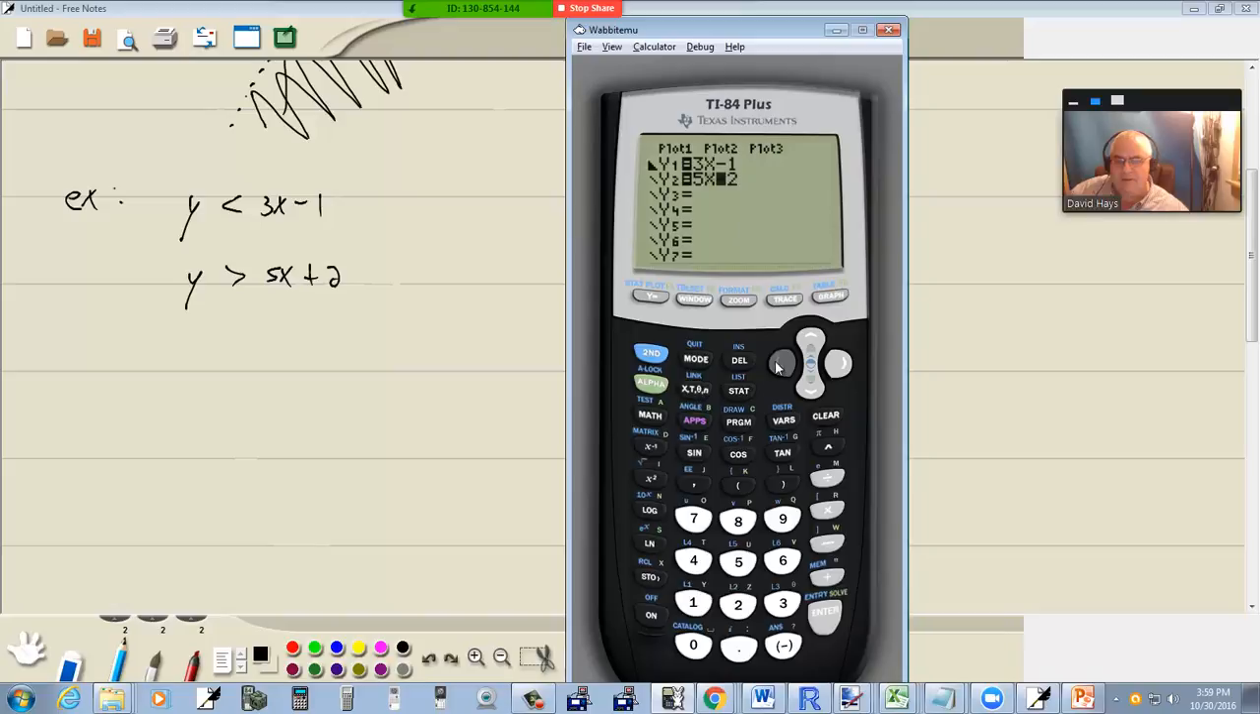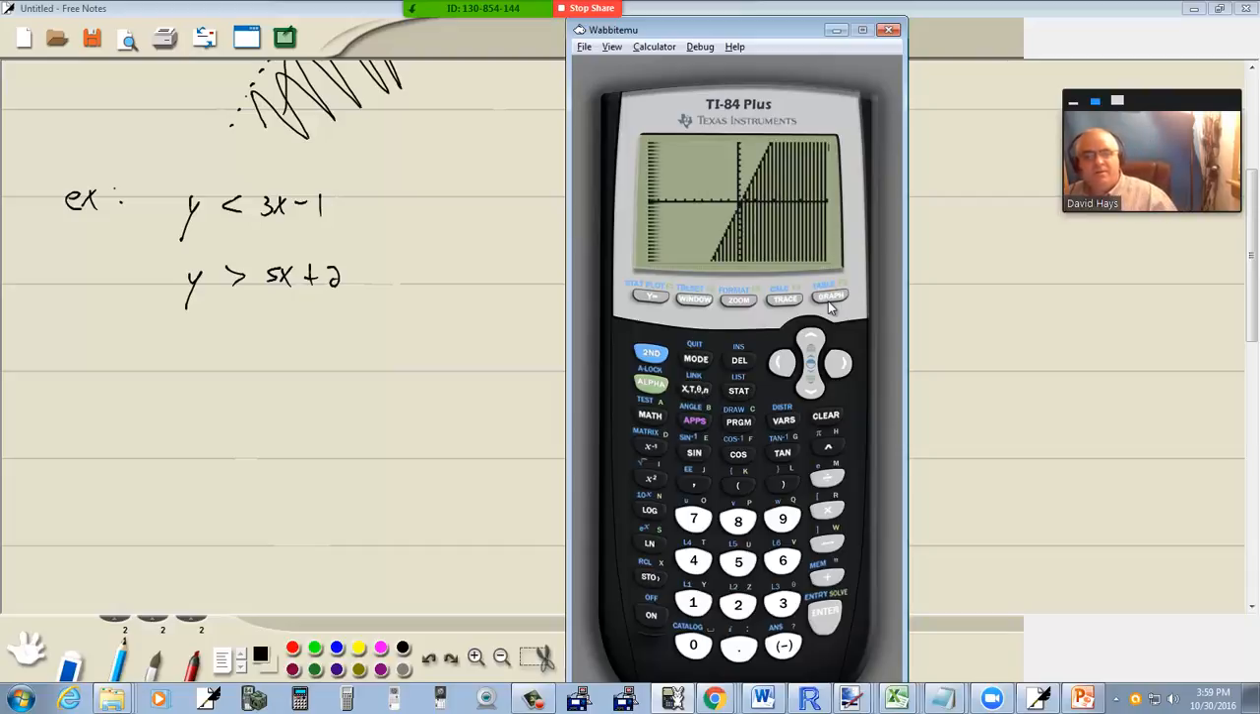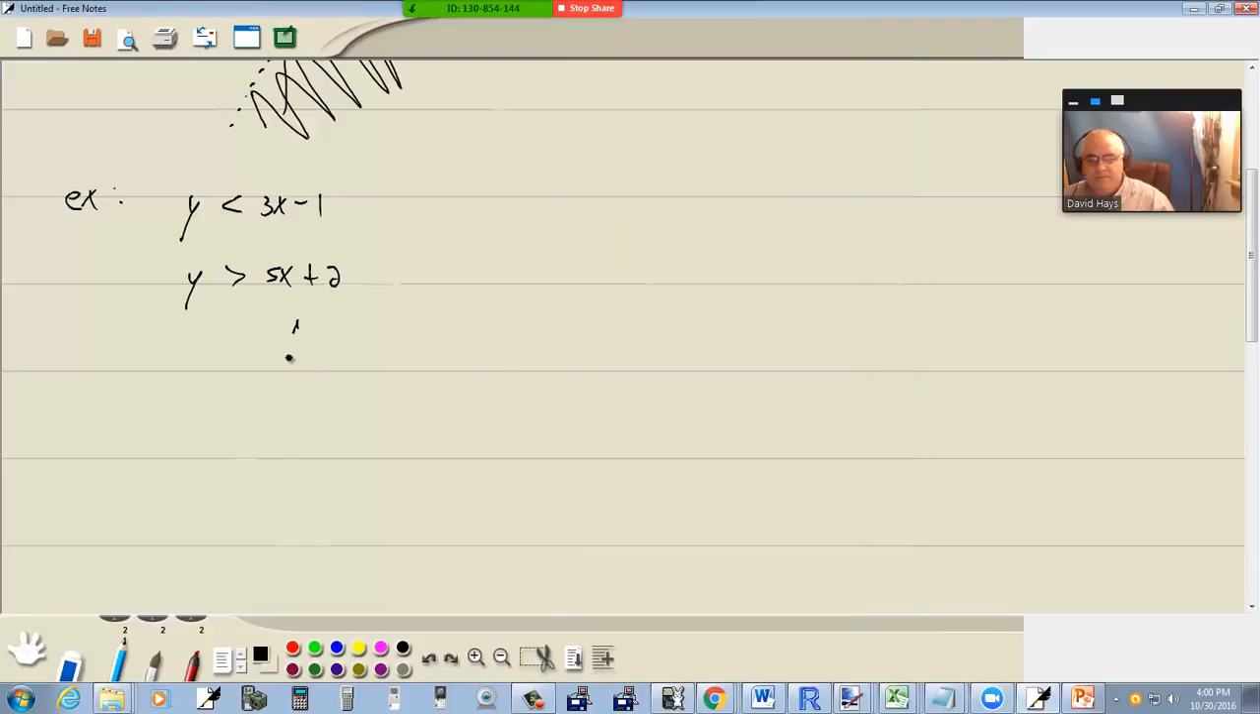Go clear to the left, and since it's a greater than, we want an upper right-hand triangle. So press enter one time, becomes a thick slash, one more time becomes an upper right-hand triangle. And then we press graph. So there's our first one. And there's our second one. Now your answer is where they're both shaded. It looks like they're both shaded down here in this little region right here.